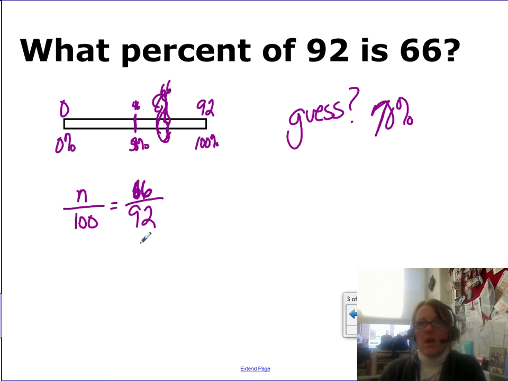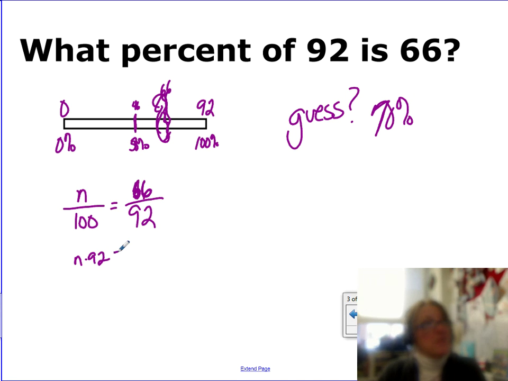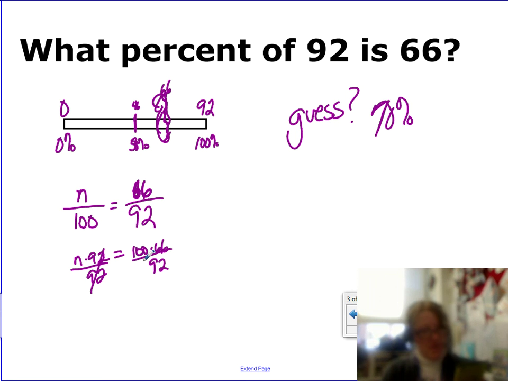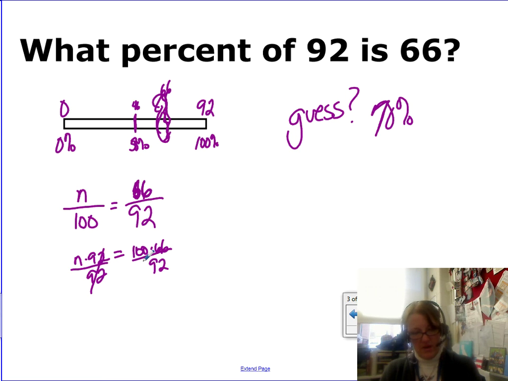What is N? Go ahead and use your mad cross multiplying skills. I know N times 92 equals 100 times 66. Then I'm going to divide by 92. See what you come up with. Then, depending on the answer, we'll have to talk about whether it's a good idea to round or not. So here we go. 100 times 66 divided by 92. Ugh! This gives me a giant number. Go ahead and round, but round to the tenths place, that's one decimal place.